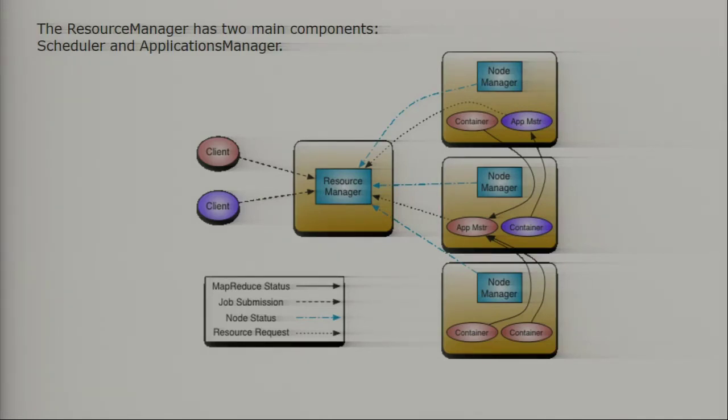Let us understand each and every step, because we are trying to understand the actual concept. Of course, a very important thing is the arrows. A solid arrow is the MapReduce status. MapReduce is the processing: is it completed or not? Then the job submission is a dashed arrow. Then the node status, whether a node is active or not, is a blue semi-dashed arrow. Then the resource request is a dotted arrow. These are the 4 things which have to be monitored and taken care of.